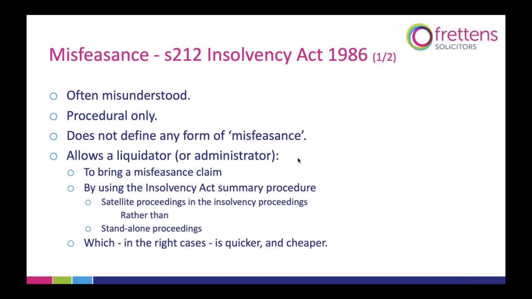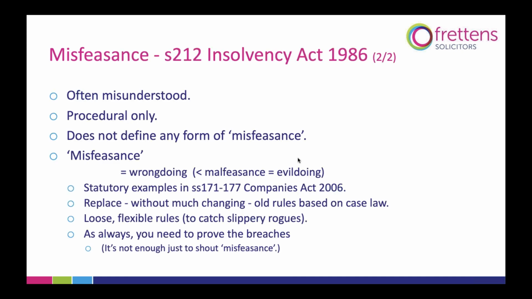I want to turn now briefly to section 212 and the summary remedy for misfeasance, because, as I say, that's often misunderstood. It's not actually defining misfeasance or setting out the basis for a misfeasance claim. It's just giving you, as liquidator or administrator, a route into court. It's giving you the right to use the Insolvency Act summary procedure, which is essentially regarded as being a satellite application under main insolvency proceedings rather than a standalone proceeding. In old money, the standalone proceedings are the ones that you would have started with a writ. Nowadays, it's a claim form.